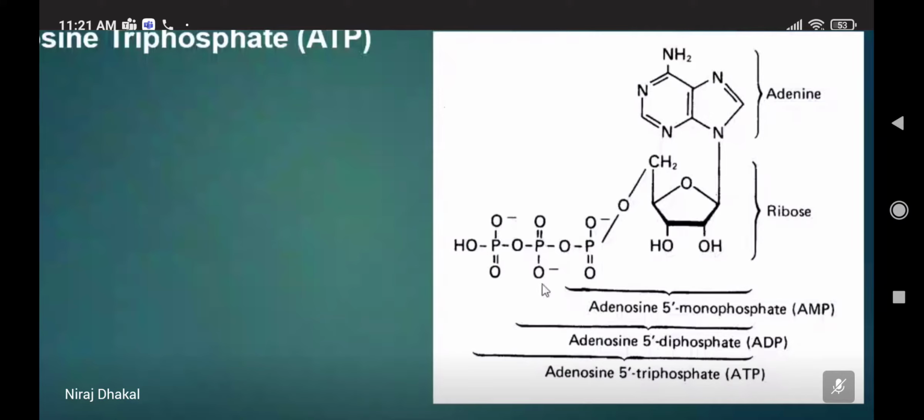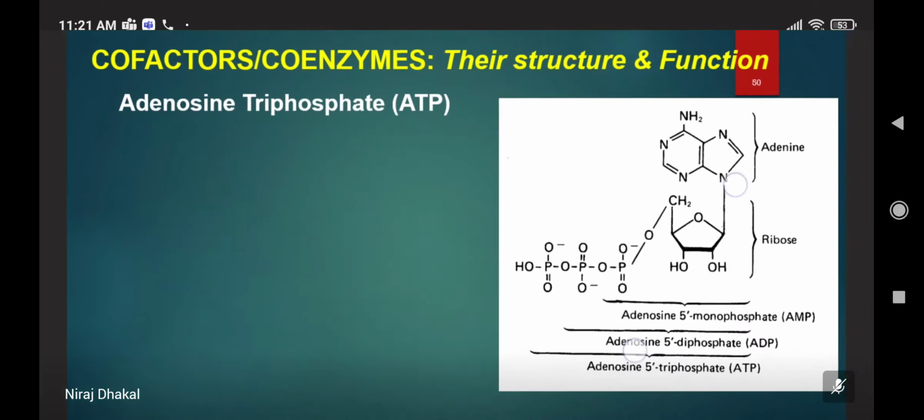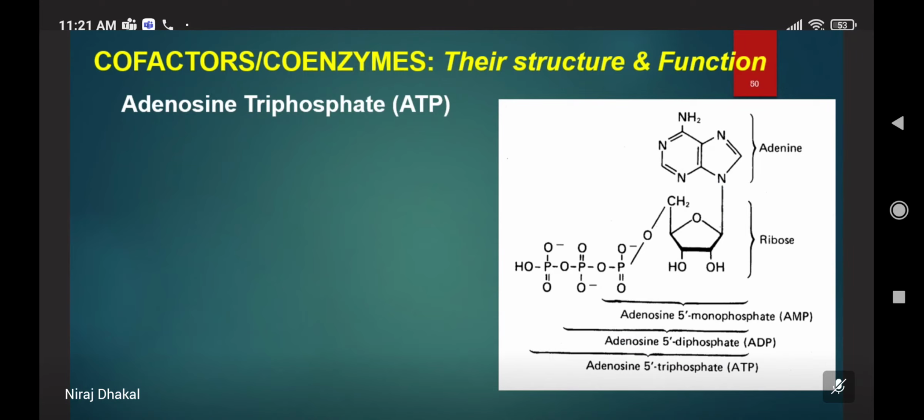So ATP can break down to ADP or to AMP. And when these phosphate groups break apart, they release a large amount of energy that can be used to drive any kind of energy-requiring reaction, also called an endergonic reaction.